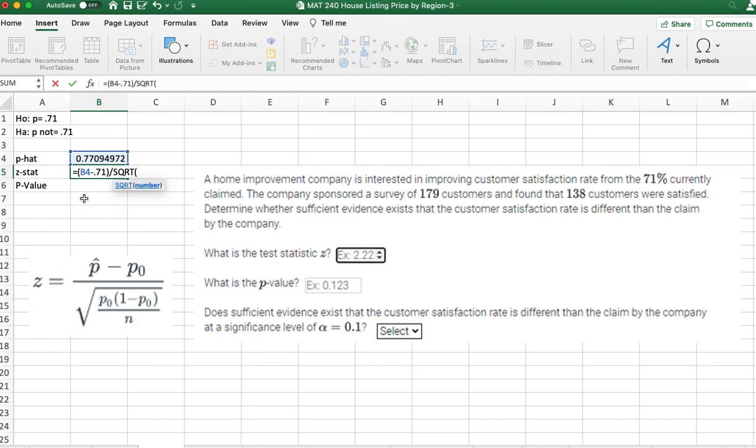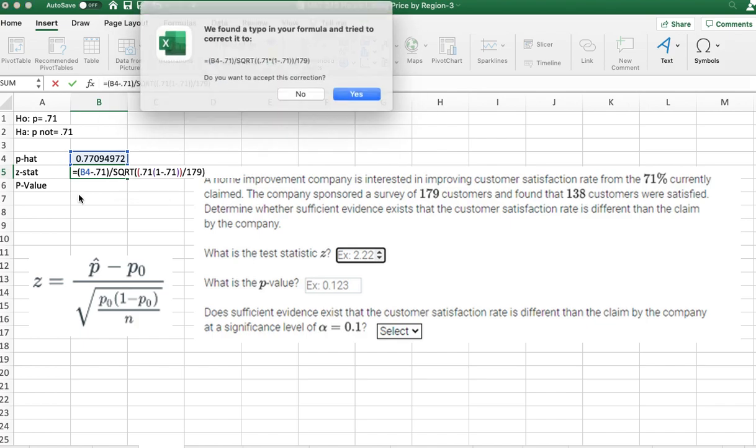So let me see, square root function. And then we'll have parentheses, because we're going to have another fraction inside of here. P naught, which is 0.71, times, in parentheses, 1 minus P naught, which is 0.71, and then end parentheses, and then another end parentheses, because we're going to be dividing all of that by N, which is 179. That's the total number of customers, and then end parentheses.